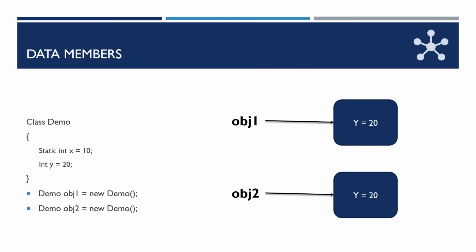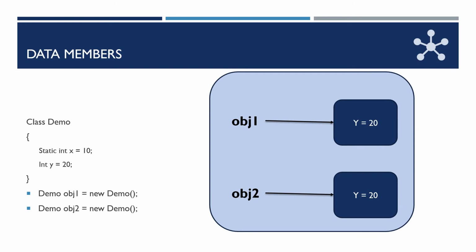So now where is x? In which memory location did x get created, and how can we access and modify it? x will be created inside the application domain memory. So this is the application domain. obj1, obj2 and everything happens inside an application. Static members will be created inside the application domain. It's common to everybody, so anybody can access it. You can access static members with a class name, not with the class object.